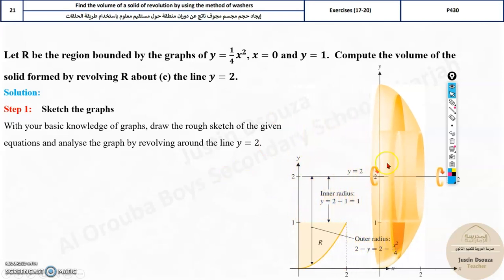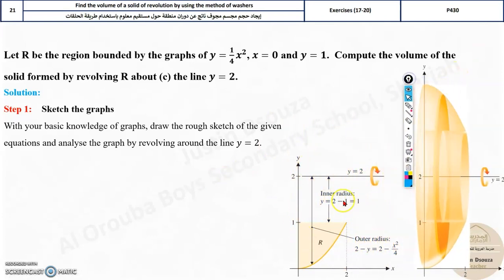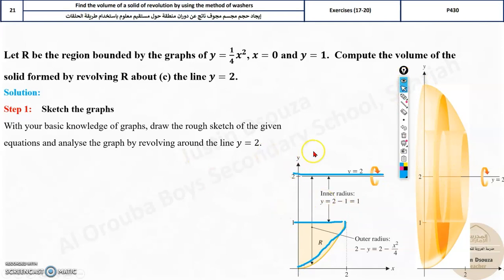Now, over here, you can see this is very important. What is the outer radius? Since you're revolving around this point, your outer radius is from here, and that is 3. But we need to look at the given. So this is given as y equals 2, x is 0, y is equal to 1. That is the ending line over here. Now, how do you write the outer radius?